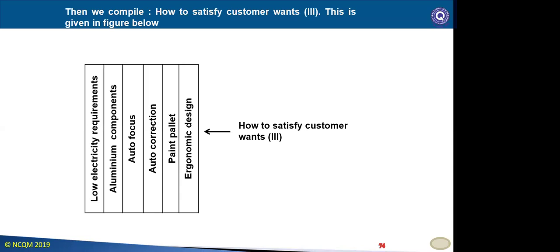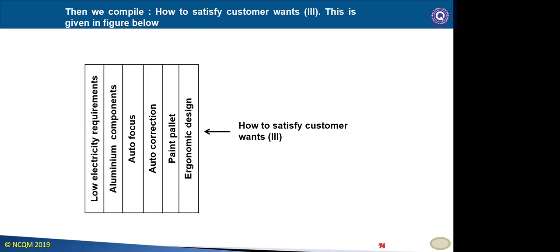Low electricity. So reliability, for example, as I said, it should be working for a longer time, otherwise within 15 minutes the battery is down. So it should not consume too much electricity so that it can work for longer. So we will meet this requirement in a way that the battery will last long. So the camera will have a low electricity requirement.